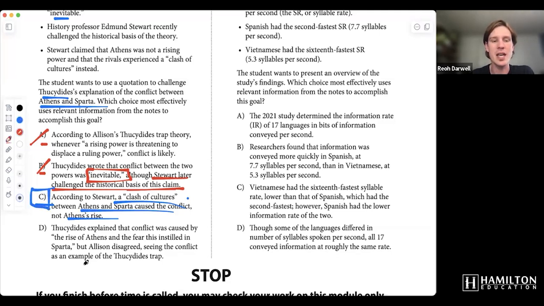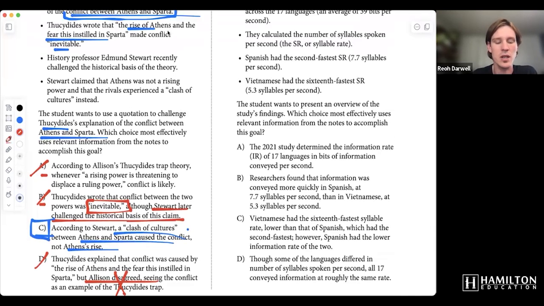And finally, D, we have the wrong issue because Allison doesn't disagree. It's rather Stuart who disagrees. So this is a classic SAT rhetorical synthesis trap where an answer choice uses information incorrectly from the passage. So that's how we arrive at C.